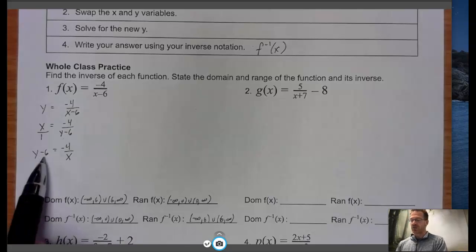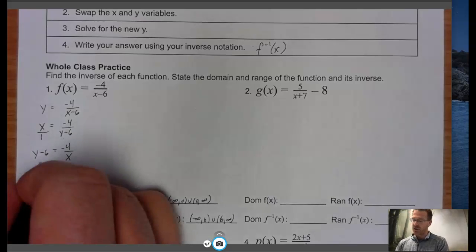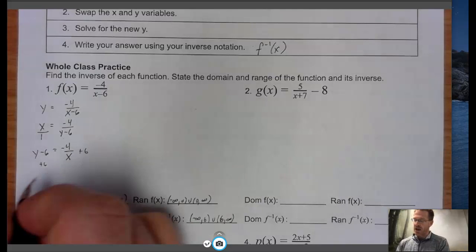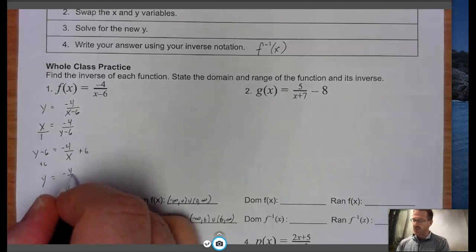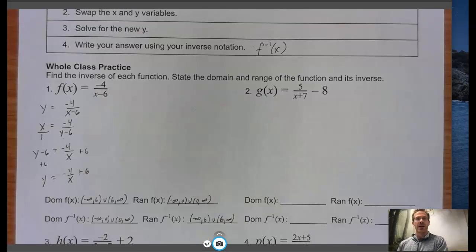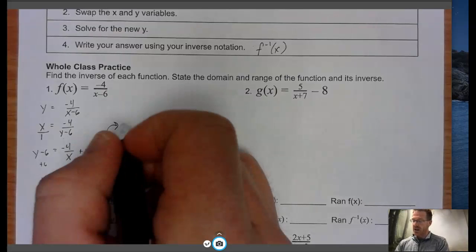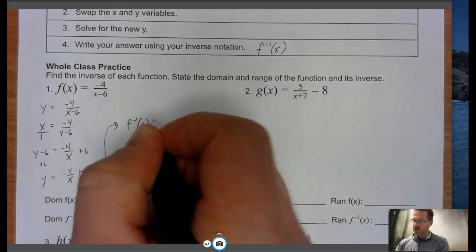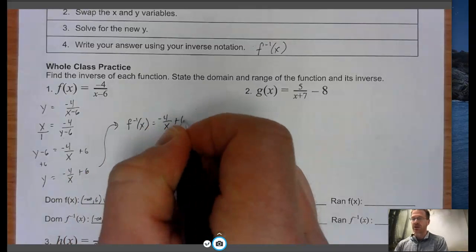And so now, to solve for this y, all I have to do is add 6 to both sides. So I get y equals negative 4 over x plus 6. And notice now this is my inverse function, negative 4 over x plus 6.